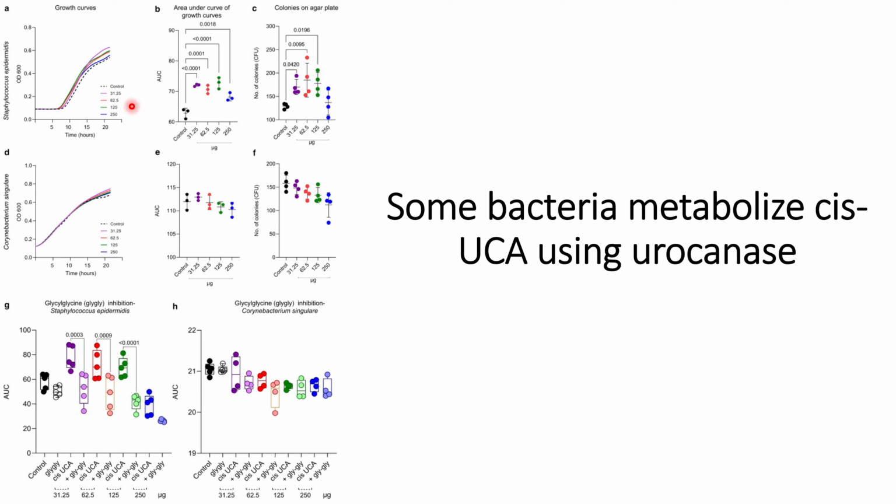First, the experimental plan is that they grew these bacteria in vitro in different concentrations of cis-UCA and then checked the growth rate of those bacteria. And they used two opposite kinds of bacteria, Staphylococcus epidermidis, which is both HUTC gene positive and HUTU gene positive, whereas Corynebacterium segmentosum does not have any of the HUTC genes or HUTU genes.